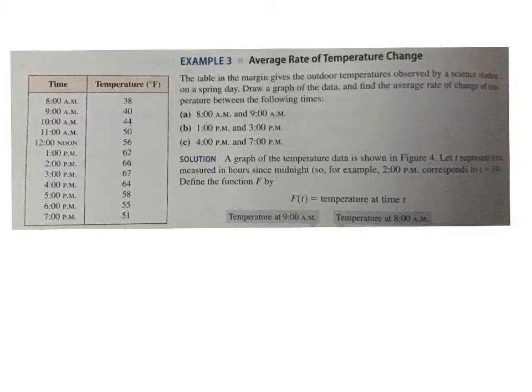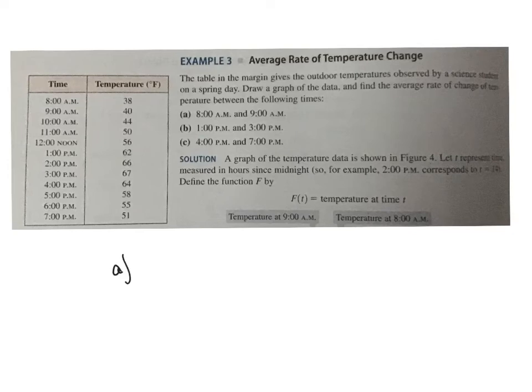Finding average rate of change using a table of values is actually very, very quick and easy because we have the y values and we have the x values that we need. So between 8 and 9 right here, we have a difference in y values, and then we have a difference in x values. So a table of values is pretty easy.